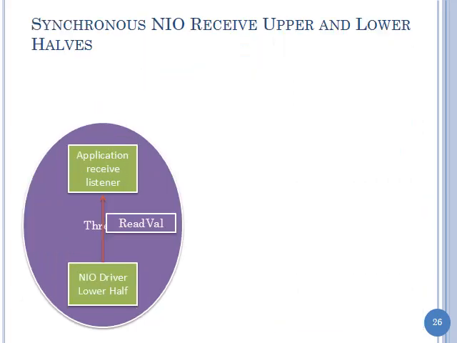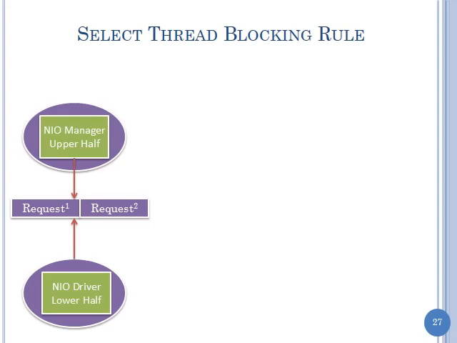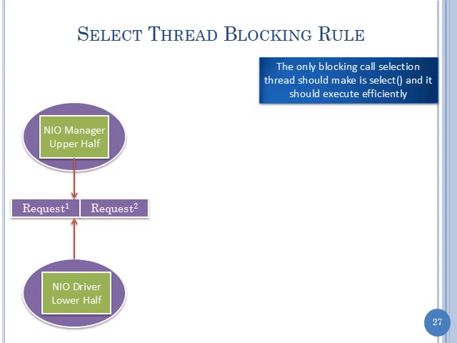Any events at all, right? So should the listener method be... okay? So we go and say the only blocking call the selecting thread should make is select, and it should execute efficiently. Okay, so execute as quickly as possible.